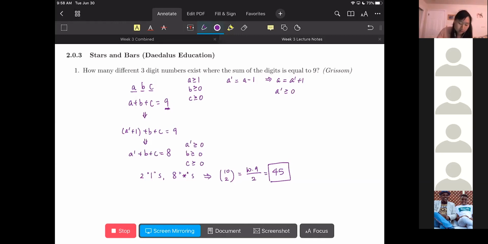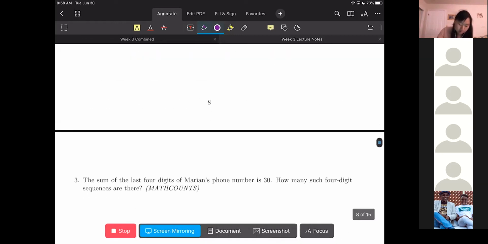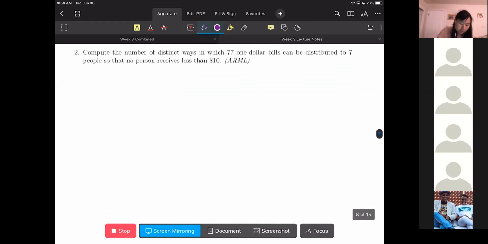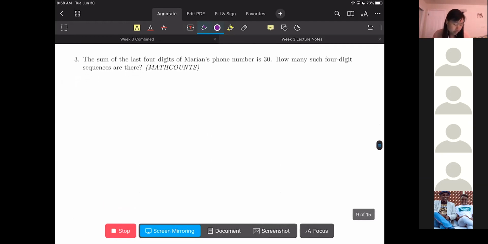So let's look at another example in the last few minutes. We'll skip this one. Or maybe we could do this one. This one's a little more straightforward. It says: the sum of the last 4 digits of Marion's phone number is 30. How many such 4-digit sequences are there?